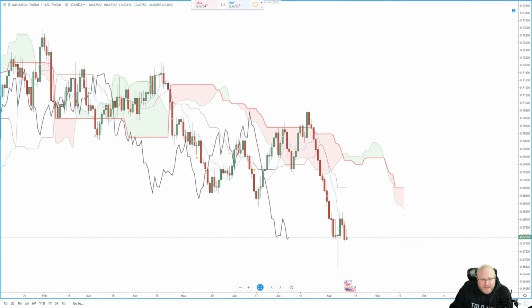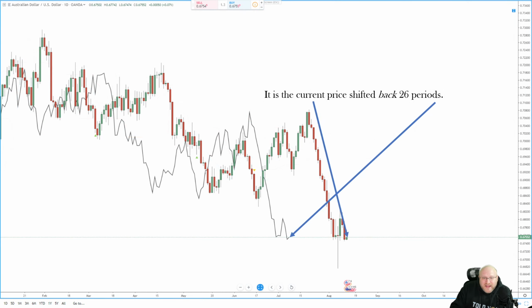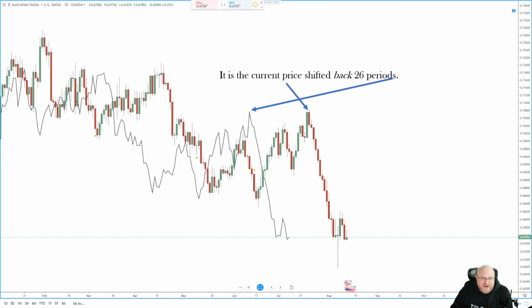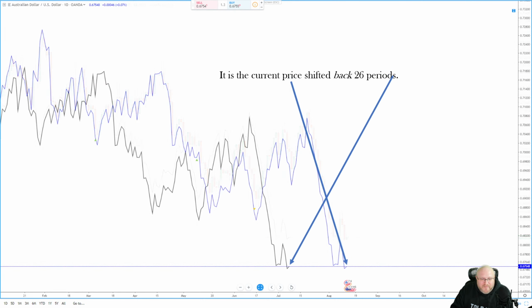So the lagging span, okay? Again, all it is, it's the current price shifted back 26 periods. So really what you're looking at is a line chart next to your candlestick chart. And this makes it a little easier. If you were to remove the candlesticks and use just a line chart, that's what this is. It's nothing fancy. It is just the current close or price level shifted back 26 periods.